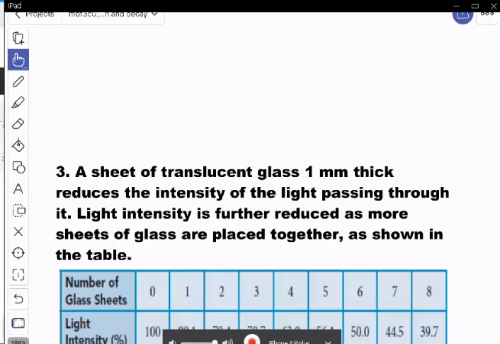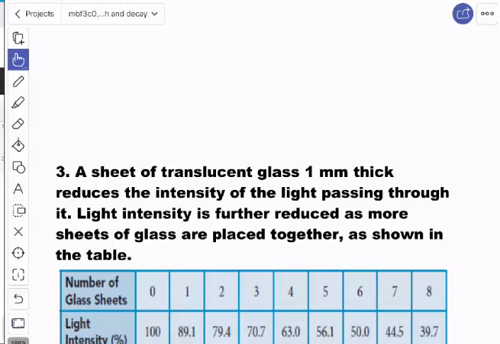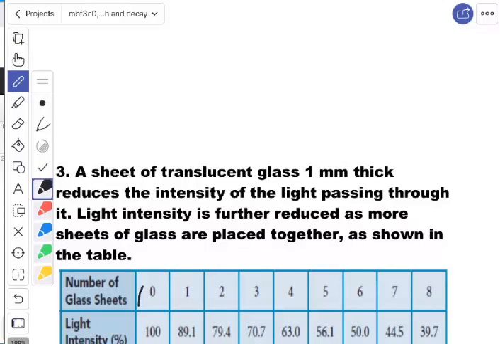The next question says, a sheet of translucent glass 1 millimeter thick reduces the intensity of the light passing through it. Light intensity is further reduced as more sheets of glass are placed together, as shown in the table. So, when there is no glass, 100% of the light passes through. If there is only one glass, only 89.1% goes through. If you have two glasses, only 79.4% goes through it, and so forth.